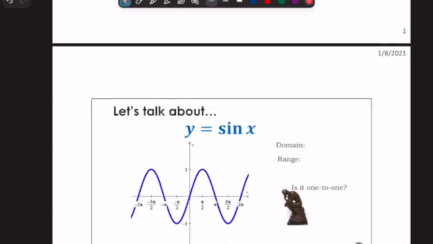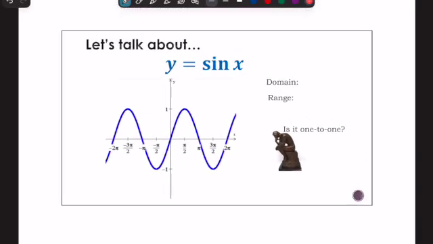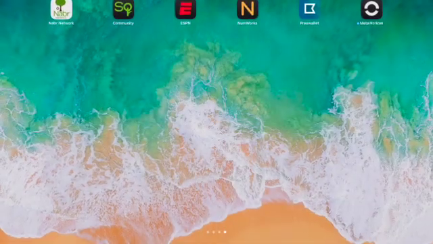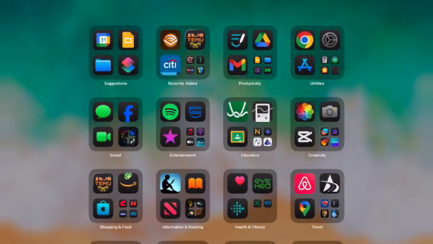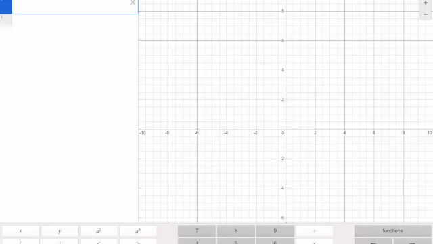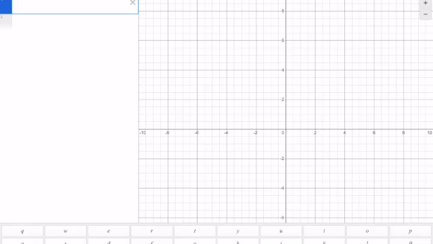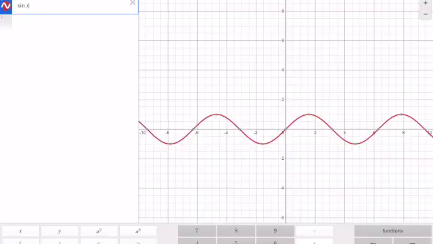So let's talk about sine of x. Obviously, the sine of x is not one-to-one, because notice if I do the horizontal line test, oh, that's that. Also, let's go to Desmos. There's Desmos. So if I did here the sine of x, we got that.